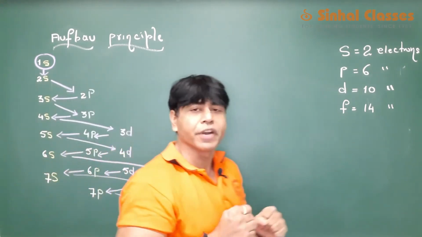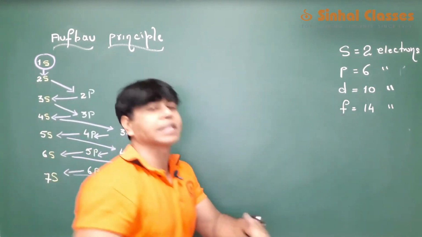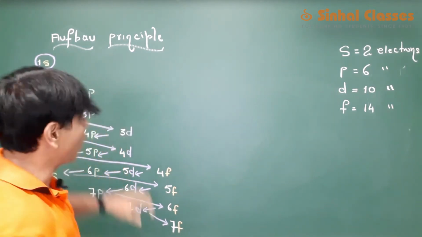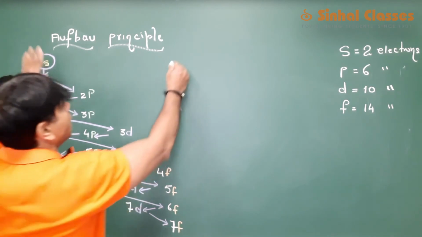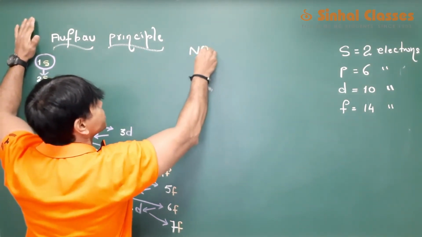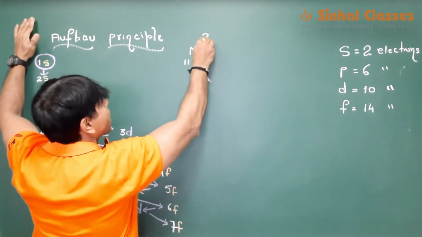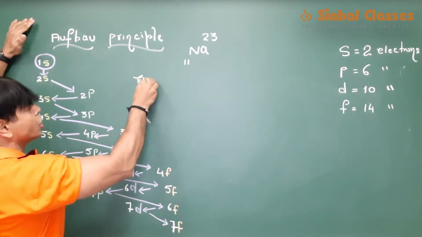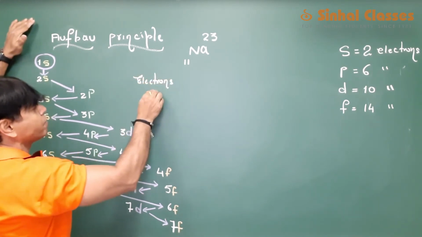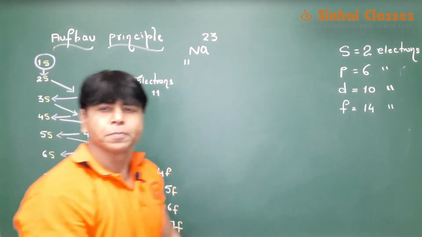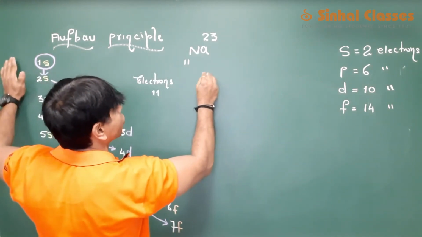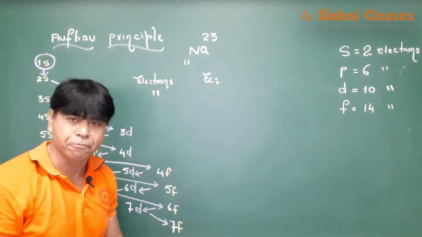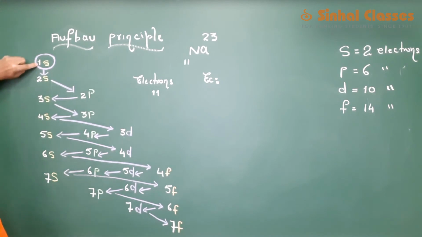Now, once you have written the energy level, let us take the same example which I had given for sodium. How to write the electronic configuration? Now we know that sodium's atomic number was 11 and mass number was 23. So total electrons in sodium was 11. So let us start writing the electronic configuration in this form. S, P, D and F. To begin with, first you start with 1s.